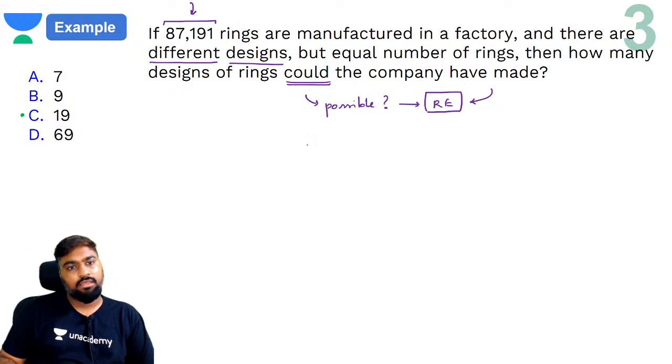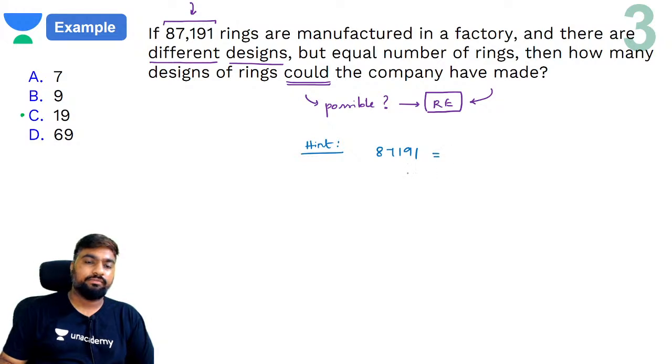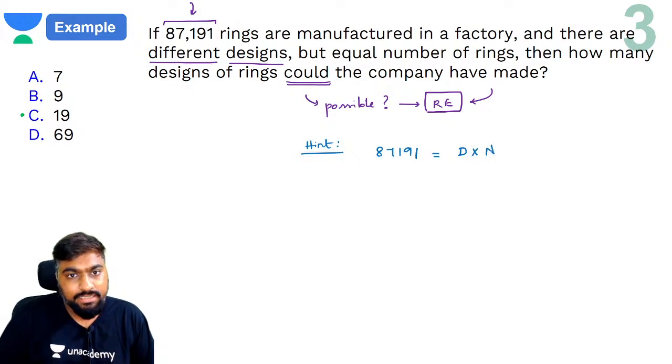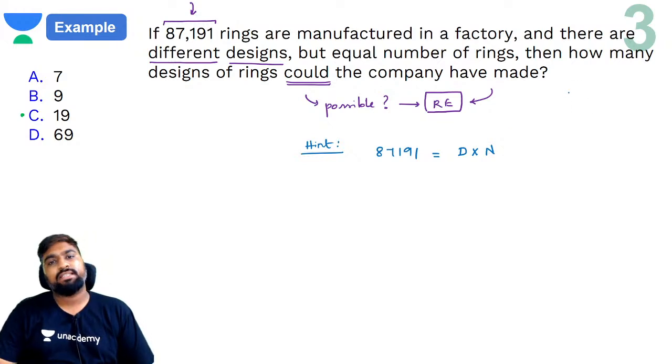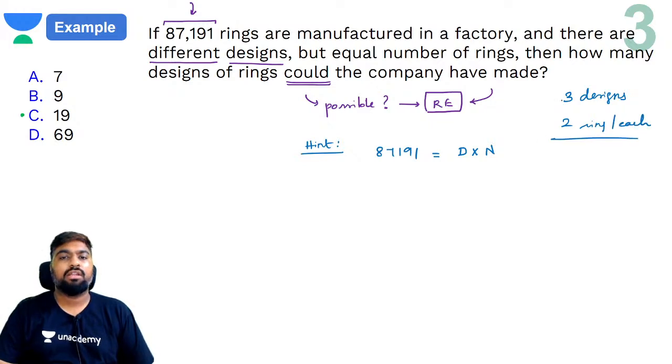Achal says C. I'll give you a hint. So 87,191 is nothing but the total number of designs into the number of rings in each design. Since they are equal, you directly multiply, correct? So if I say there are 3 designs and there are 2 rings in each design, then the total number of rings would be what? 3 into 2, 6, correct? Same logic.